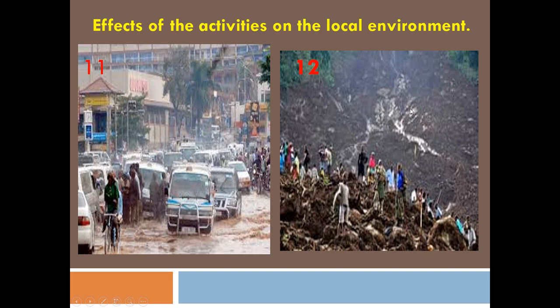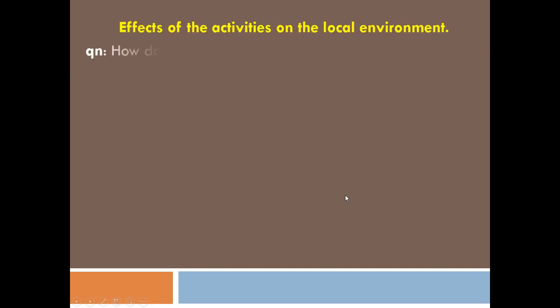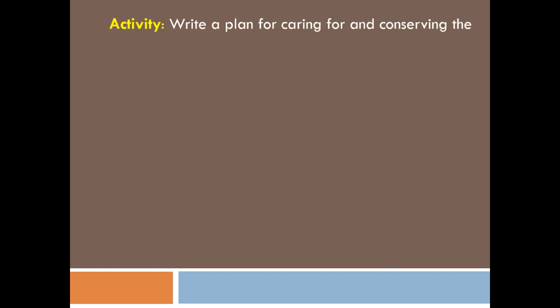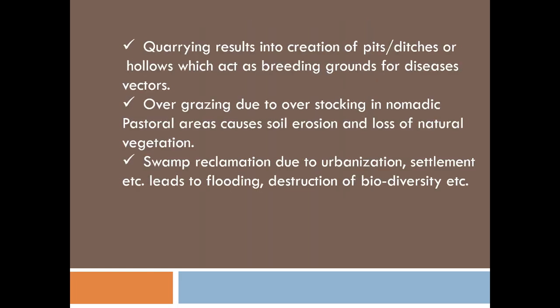This is a problem of landslide. You see chunks of land sliding from the higher areas to the low areas. It is an effect of human activities like agriculture, like forestry or deforestation. And this is one of the problems we are facing in Uganda, especially in the mountainous areas like Bududa and Mbale. So those are some of the effects of human activities on the physical environment.